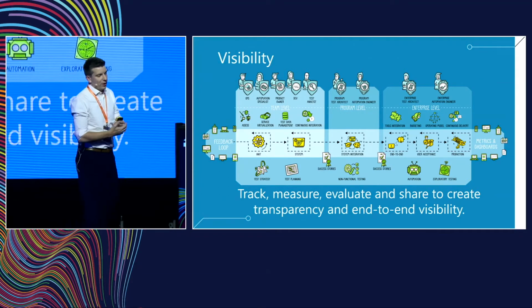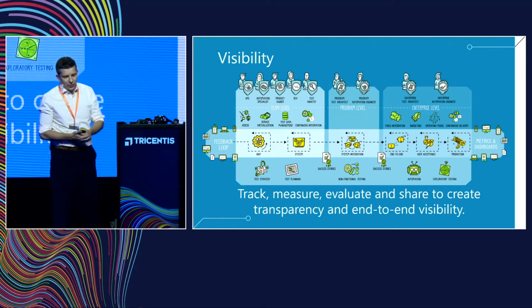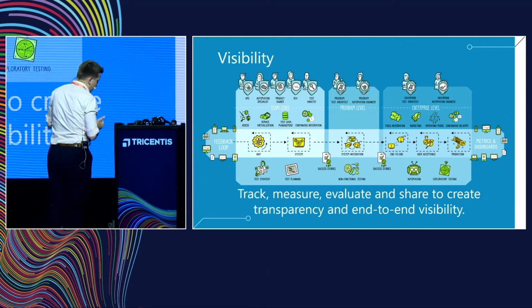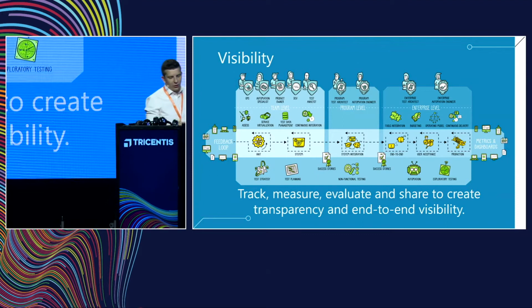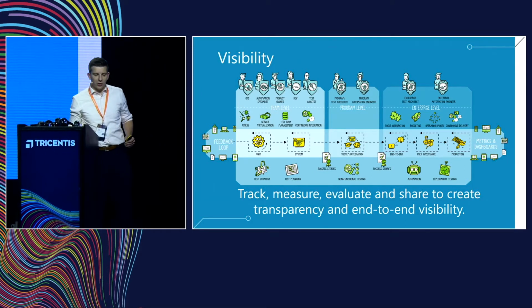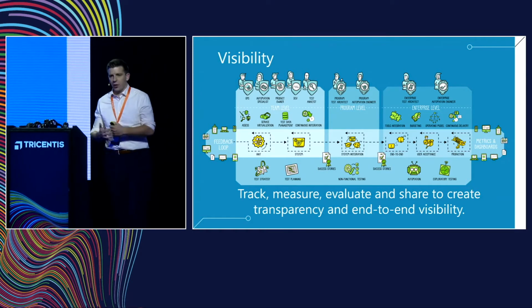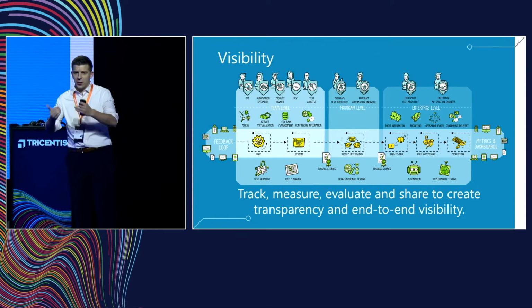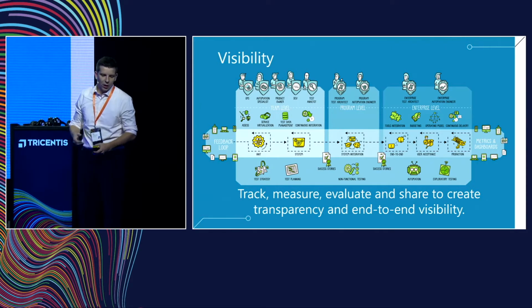So you want to start with individual teams, set up the CI process for them and make sure that they are successful, create a success story out of that, and share that with the rest of the organization as well to make sure that they see the value and they actually want to transform their testing.